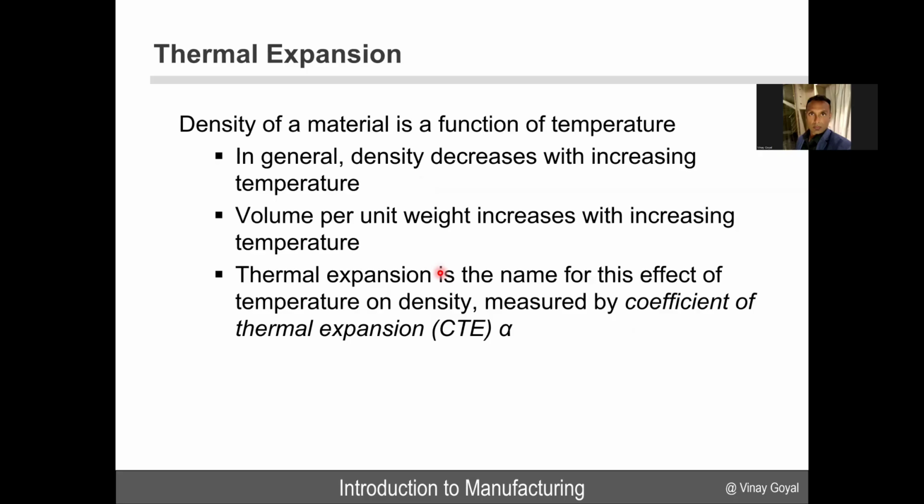In the case of thermal expansion, the density of a material tends to be a function of temperature. In general, density will decrease with increasing temperature. Volume per unit weight increases with increasing temperature, and thermal expansion is the name for this effect of temperature on density. We measure that by the coefficient of thermal expansion alpha. And thermal expansion matters in a lot of different manufacturing processes.